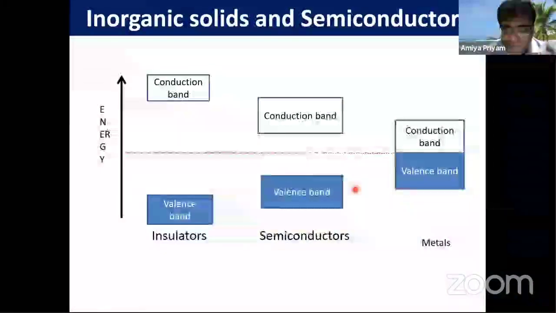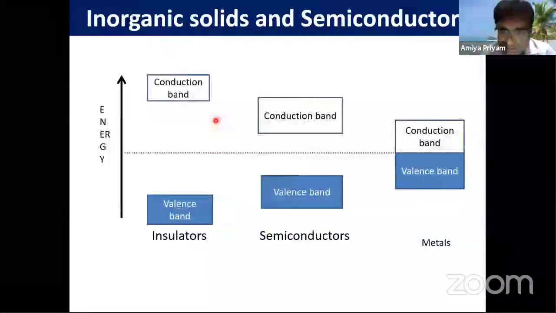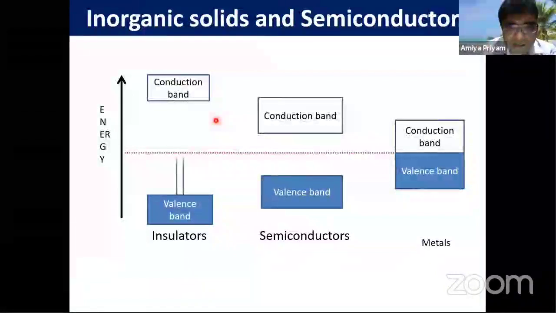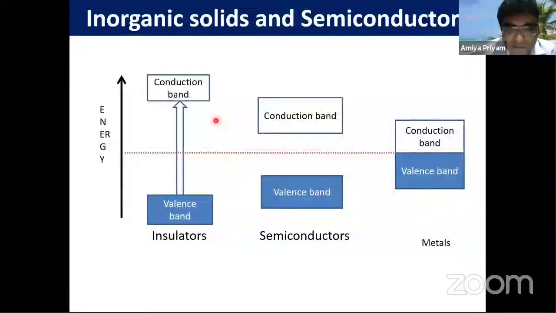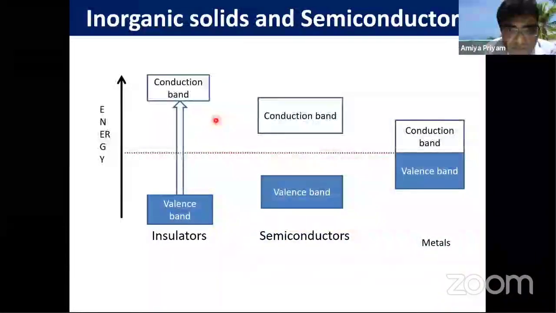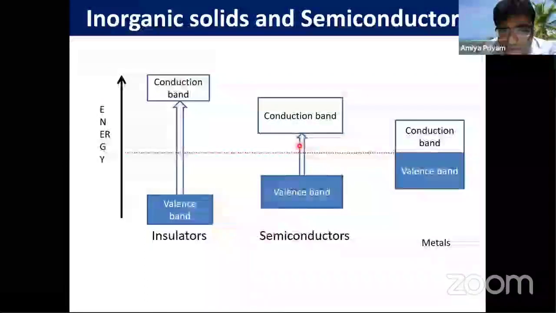So I'm going from the very basics. What you can see here is that inorganic solids generally have a band structure. You have insulators, which have a very large gap between the conduction band and the valence band. Then you have semiconductors, which have a smaller gap.